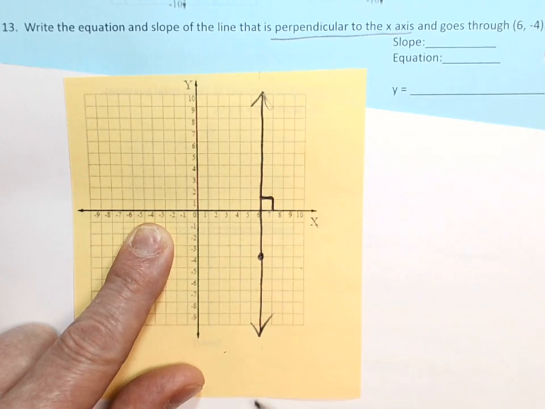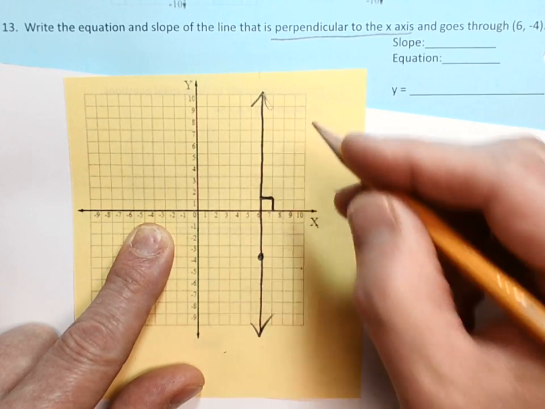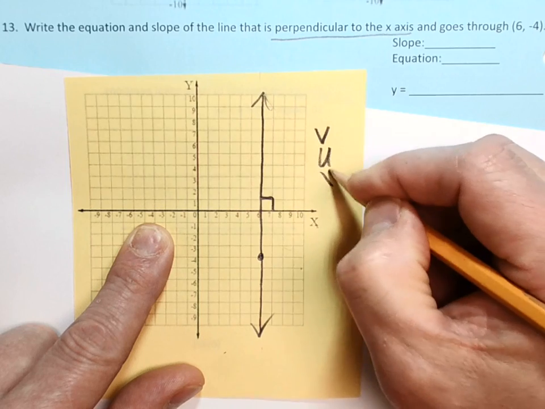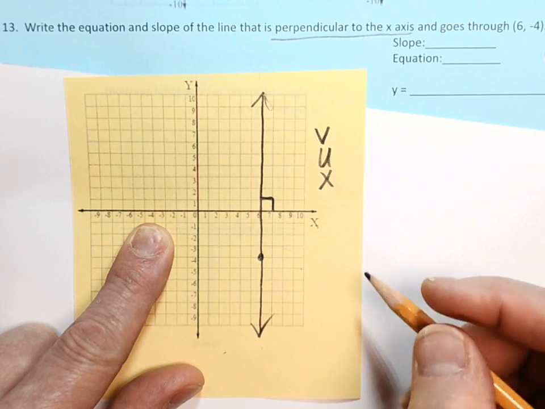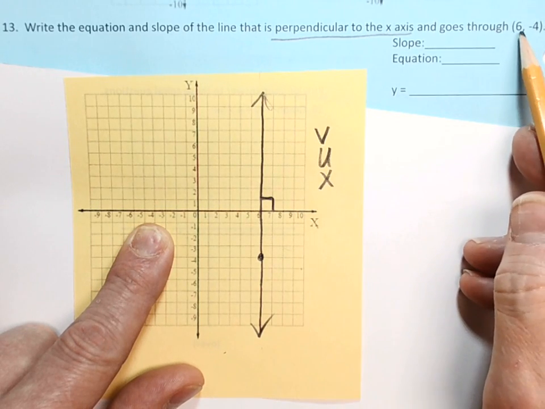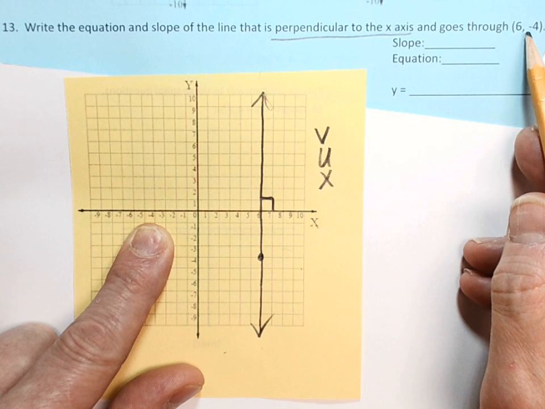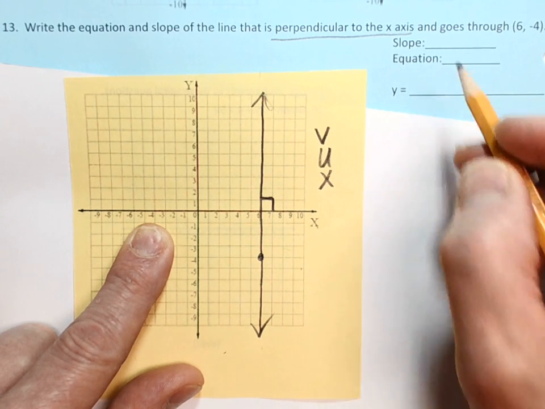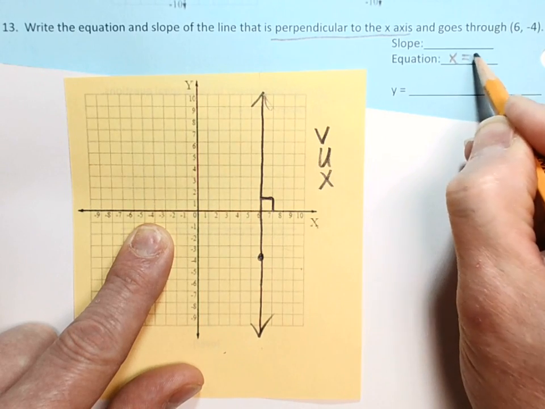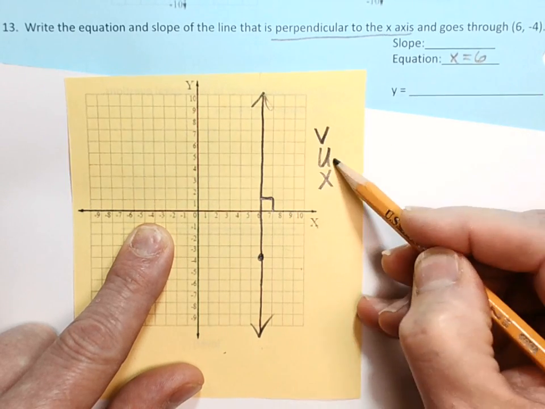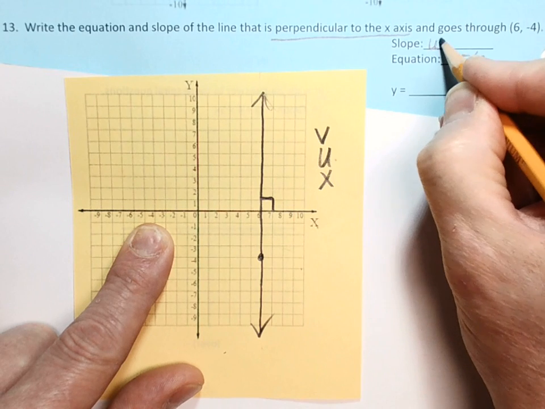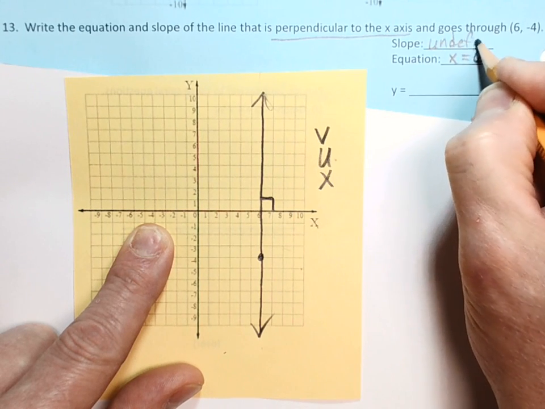Alright, so now I look at this and I go, hey, that's a vertical line. Oh, that's right. Let's do the old VUX. And so now my x value is going to be 6. So the equation is going to be x equals 6. And the U in VUX tells me that I have an undefined slope.